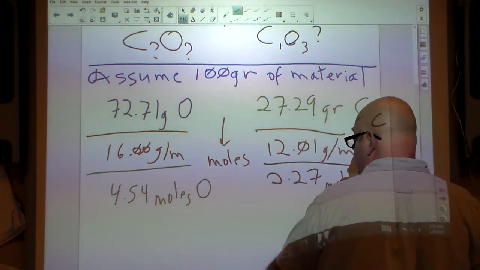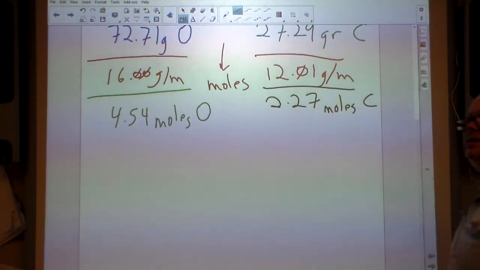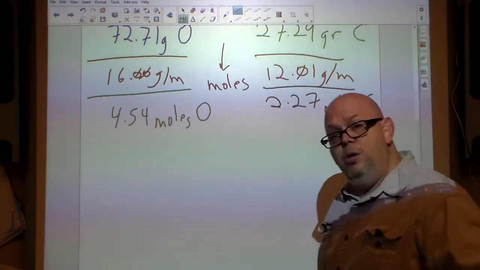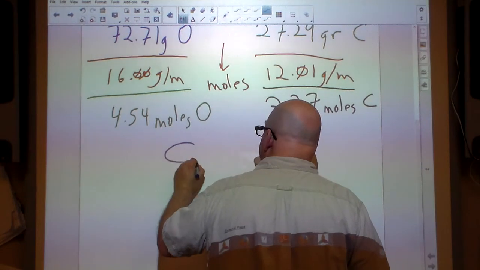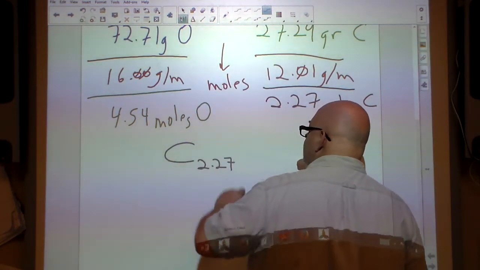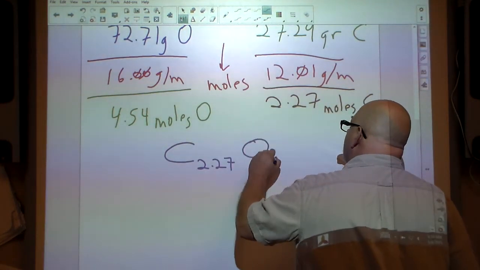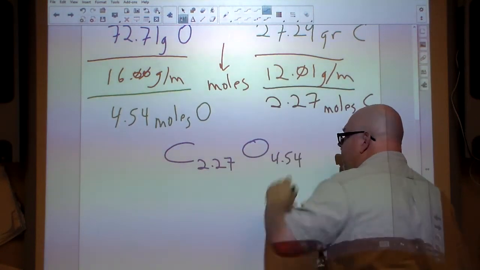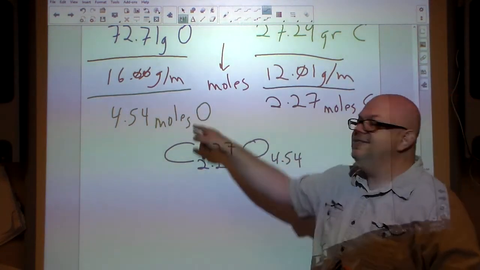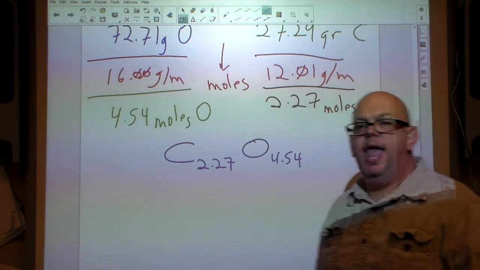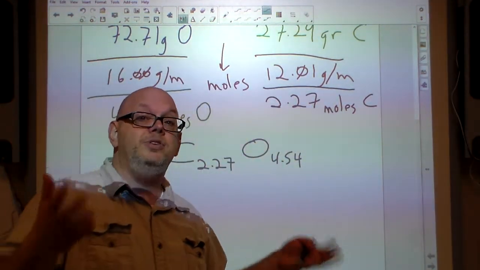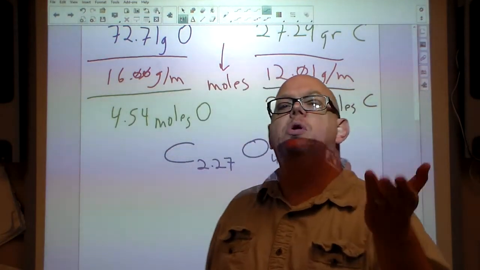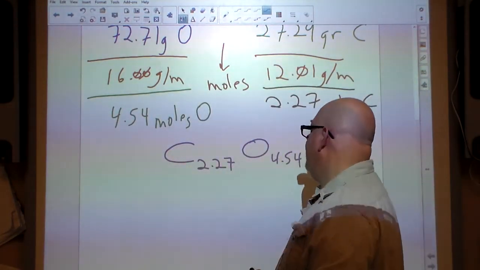Now there's a definite ratio that's there. So what does that look like for us right now? If I wrote up the formula, this is what it would look like. It would be C 2.27 O 4.54. That's what it would look like based on how many moles of carbon and oxygen I have. That's not going to do us any good because remember in chemistry when we work with formulas, we have to work with whole numbers. Okay?